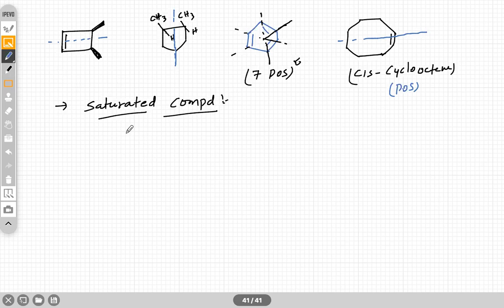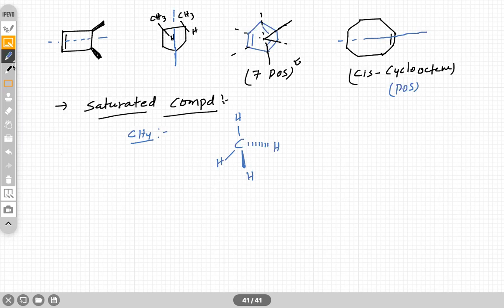Suppose I am taking the simplest molecule, CH4, right? So carbon has 4 hydrogens tetrahedrally arranged, and 2 hydrogens are in the other plane like this. So these 2 are in the plane of the paper. This is coming out of the plane. This is going into the plane.